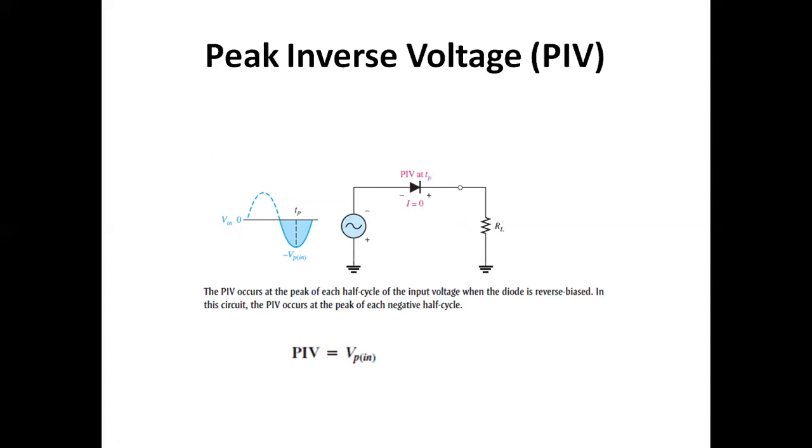There is also another parameter we call peak inverse voltage of a diode. What is the peak inverse voltage of a diode? It is the maximum reverse voltage that a diode is operated with. The maximum reverse voltage a diode is operated with is what we call the peak inverse voltage. So it's important because diodes have a parameter or a rating called peak inverse voltage rating.